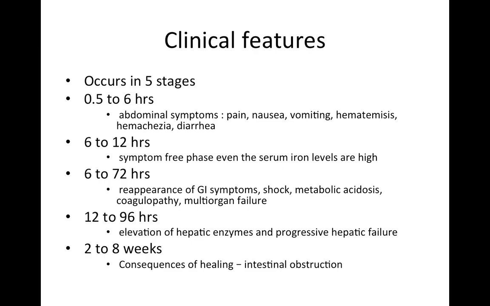Between 6 to 72 hours, that is phase 3, there will be reappearance of GI symptoms. Patient suddenly goes into circulatory failure and shock. There will be metabolic acidosis because of anaerobic metabolism. There is coagulopathy due to injury to the liver and multi-organ failure. This is a very critical stage of iron intoxication.